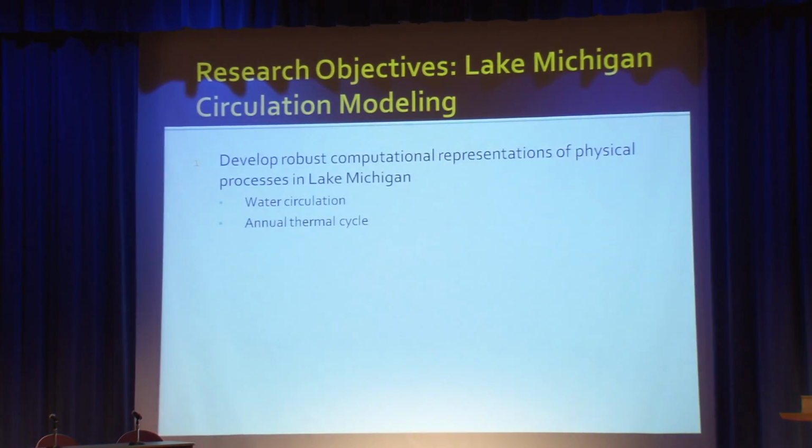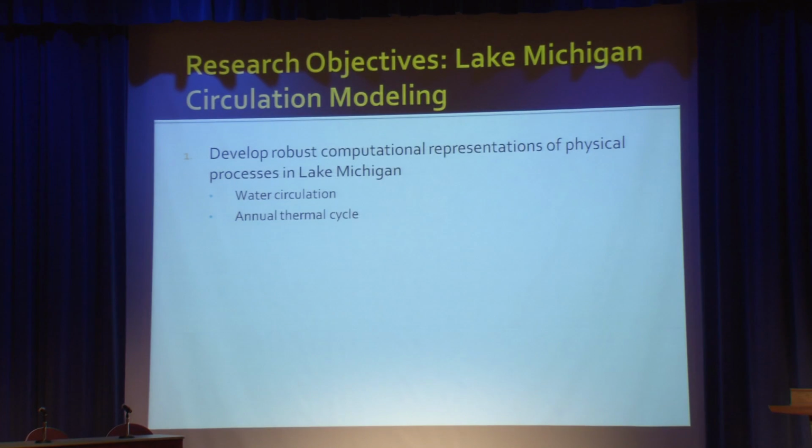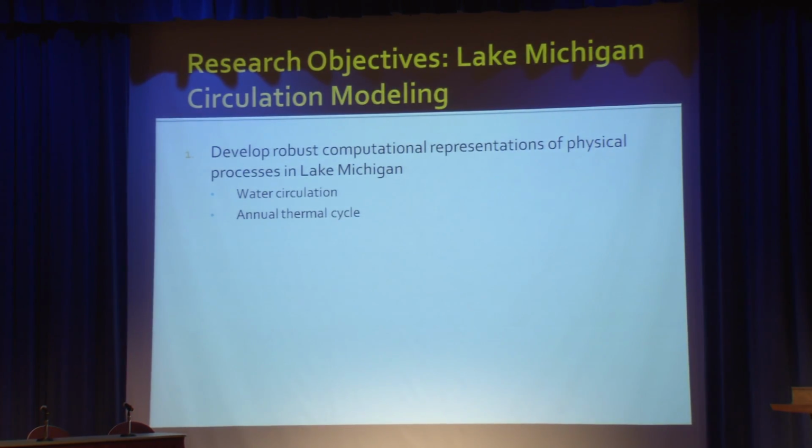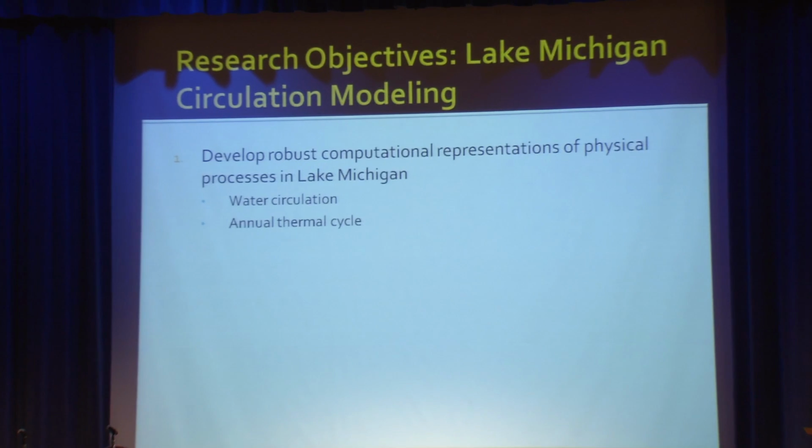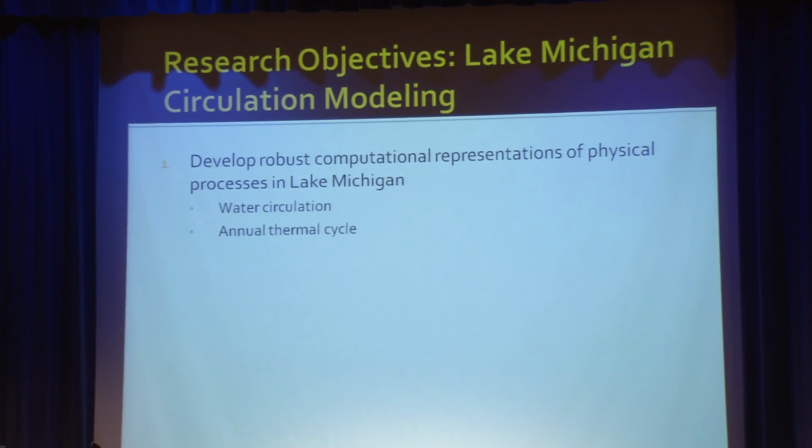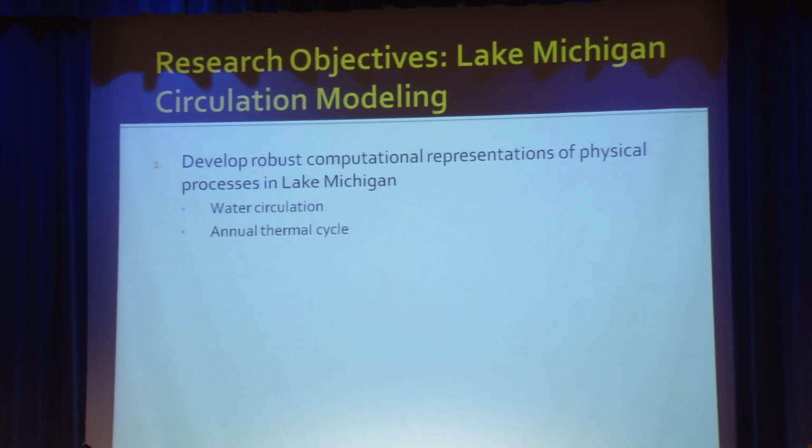The goals of my research as they relate to Lake Michigan are to develop robust computational representations of the physical processes in Lake Michigan. And the way I see it, there are two different things that we're trying to capture with these models. The first one is, where is the water going in Lake Michigan as the wind blows over it? The second, which I'll describe in more detail, is related to the annual thermal cycle of the lake, the annual heating and cooling of the lake in relationship to the meteorological forcing.